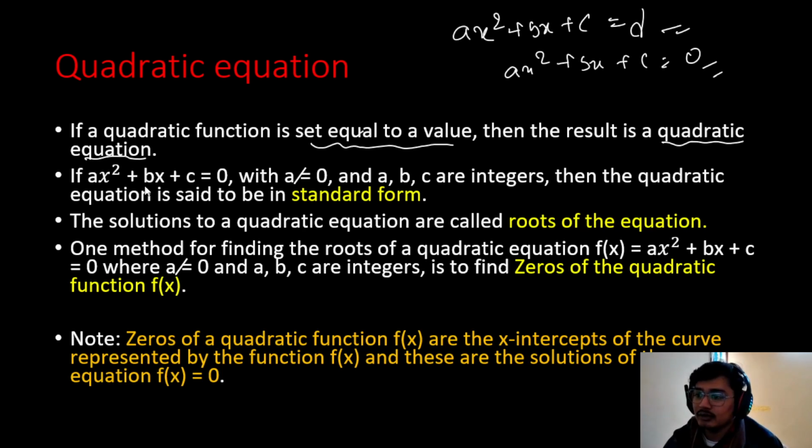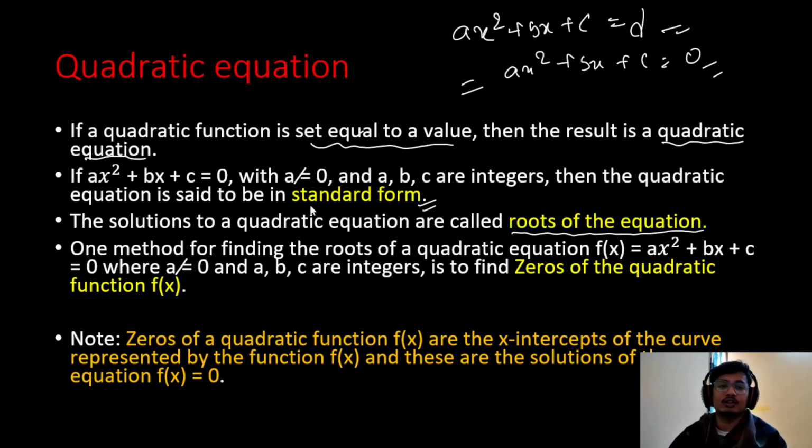Okay, if ax square plus bx plus c is 0, where a is not equal to 0. If a becomes equal to 0, then it will not remain a quadratic equation, so here a should not be equal to 0. And if a, b, c are integers, then the quadratic equation is said to be in standard form, where ax square plus bx plus c is equal to 0. The solutions of a quadratic equation are called roots of the equation.